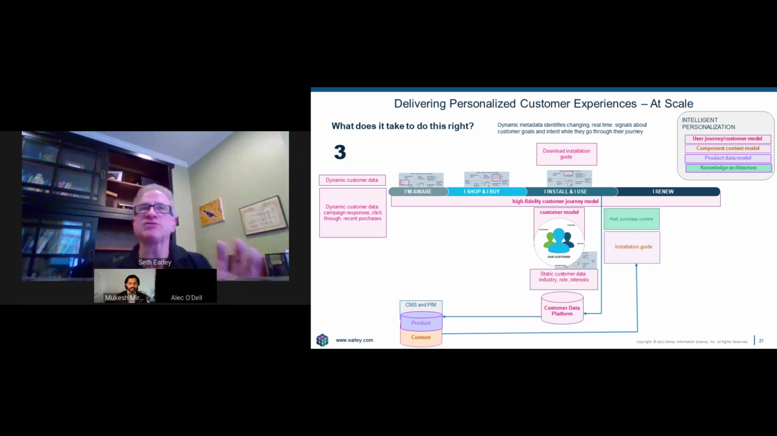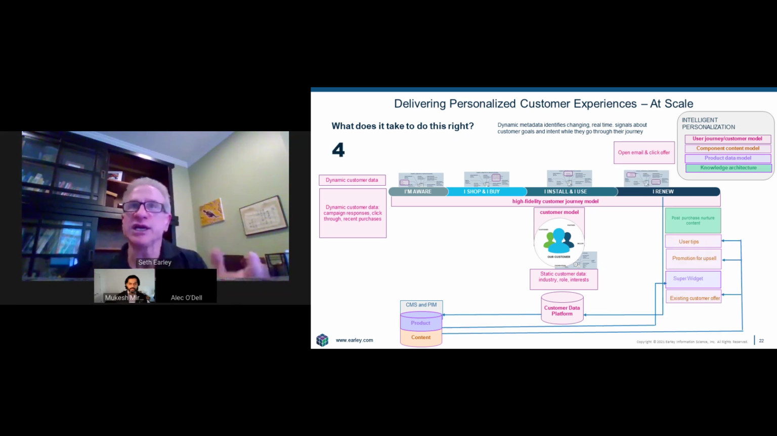Again, same thing. As we go through this, each time we do something on the site, we are changing that metadata model, and that informs how our information is presented back. And even back to the post-purchase content. Again, renewing, now you want to present other information.